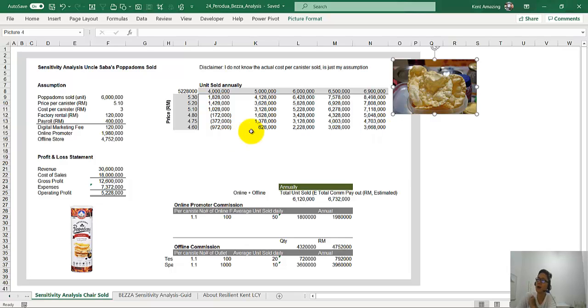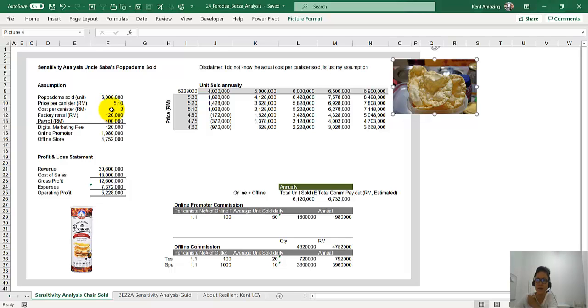Now, let's talk about that. There is one inventor who took this and put it into a canister, and then started selling it in the canister. So let's just look at the Malaysia market itself. Let's say that we have some online promoters and offline promoters. For an online promoter, let's say per canister they sell at 5 ringgit and 10 cent.